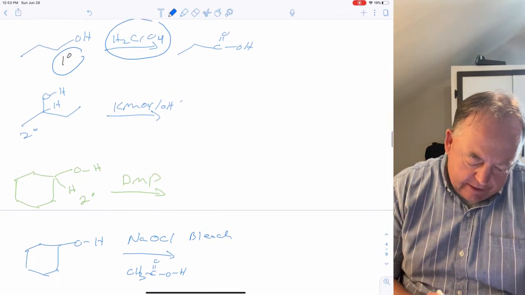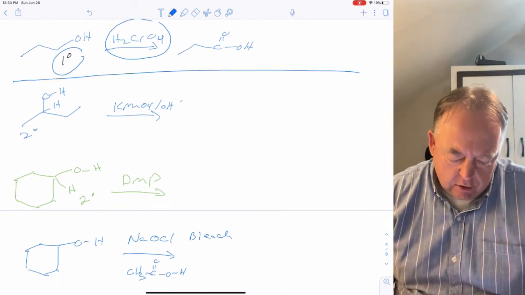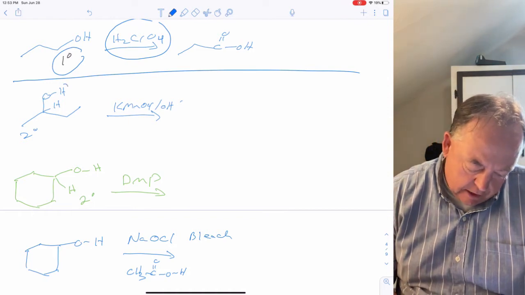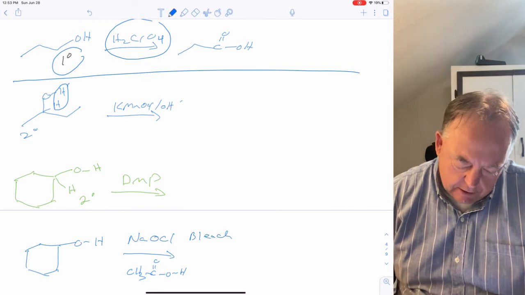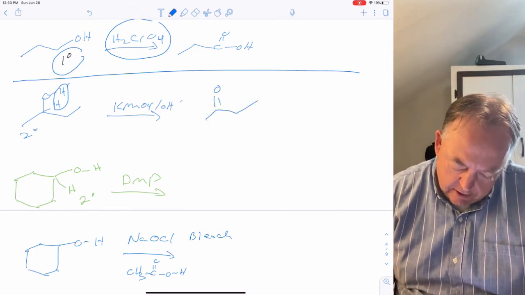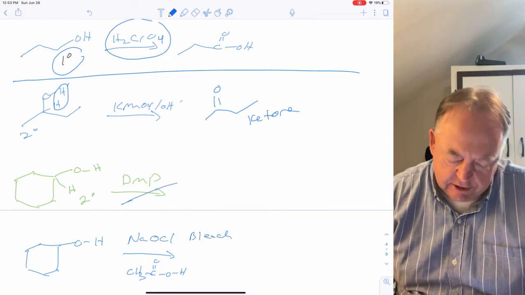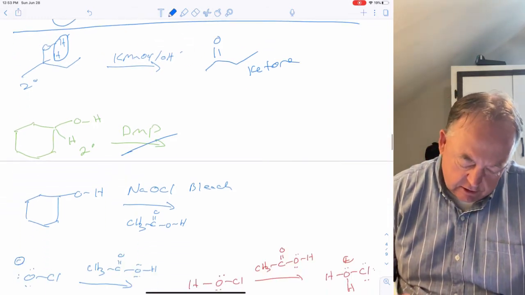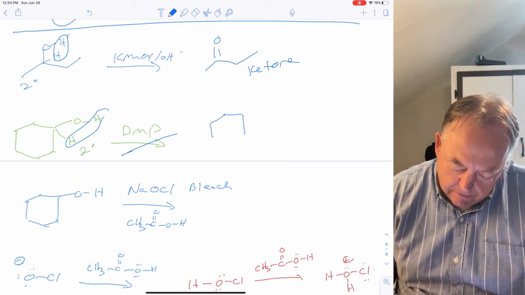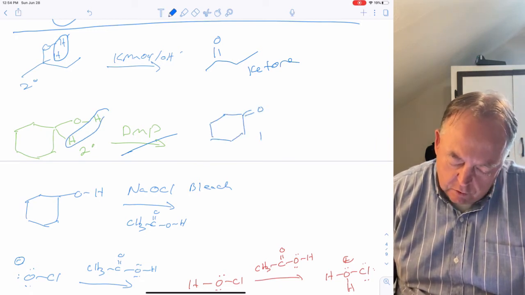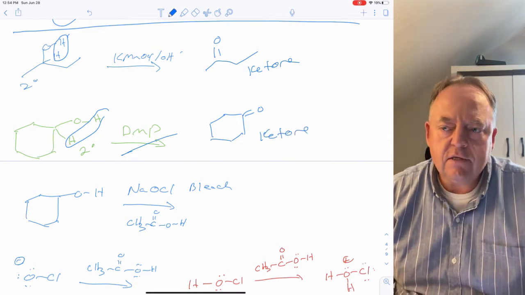So for a secondary alcohol, it doesn't matter what those oxidizing agents are, because they're all just going to do the same thing. They're going to remove hydrogen and hydrogen from across the C-O bond and make a ketone. So it doesn't matter if you use one of the strong oxidizing agents or one of the mild oxidizing agents. They just remove hydrogen and hydrogen, make a C double bond O, and you get a ketone. And you don't have to worry about the over-oxidation.